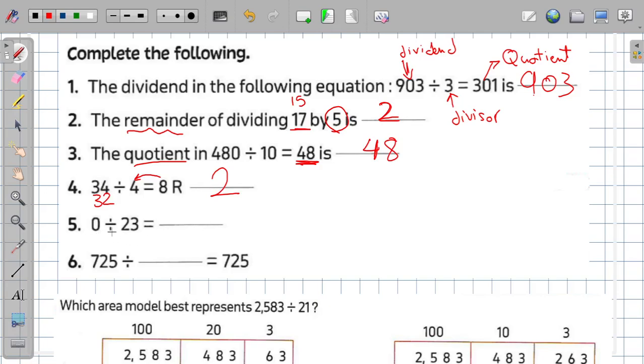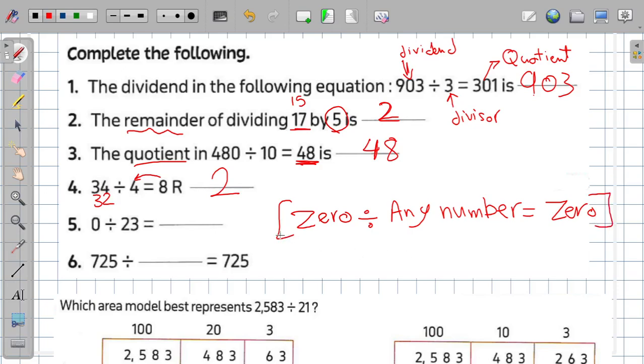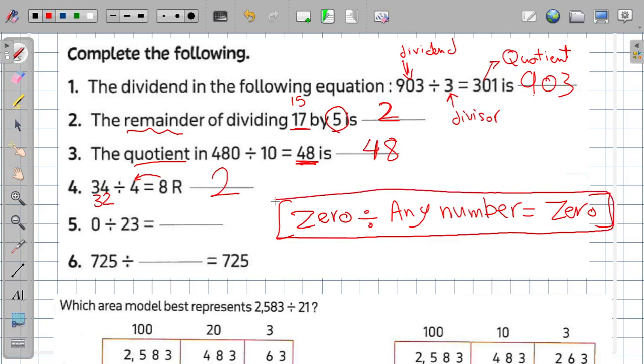Next, I have 0 divided by 23. Let's remember this information because it's very, very important. 0 divided by any number is always 0. You must remember this information very well. 0 divided by any number is equal to 0. So the result here will be 0.